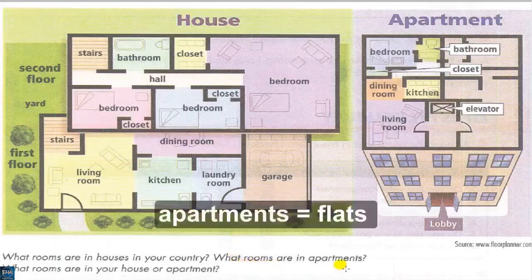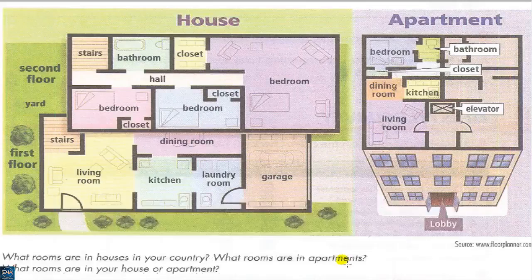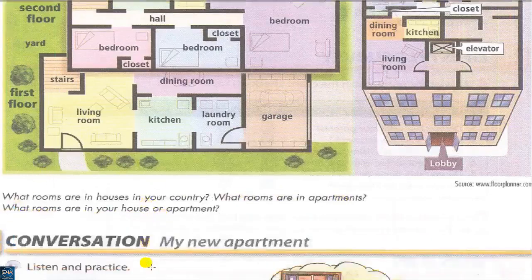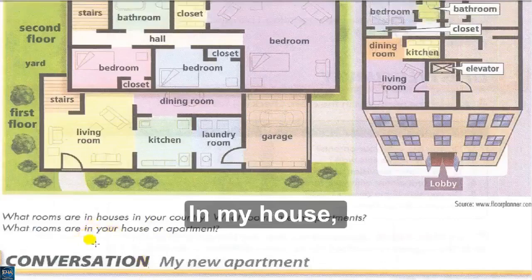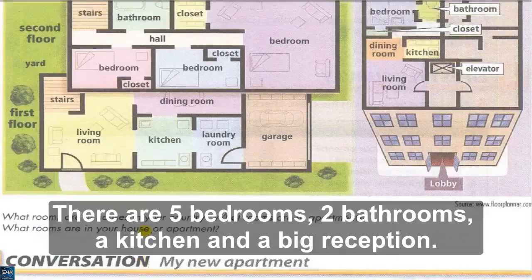Apartments, flats. In Egypt, the apartment or the flat has three bedrooms, reception or living room, bathroom, kitchen. What rooms are in your house or apartment? In my house, there are five bedrooms, two bathrooms, a kitchen, and a big reception.